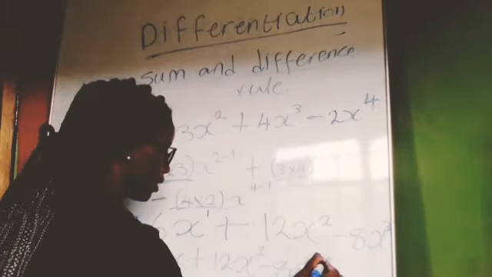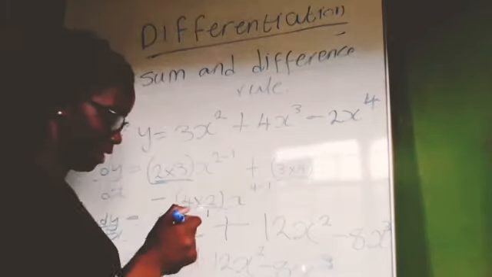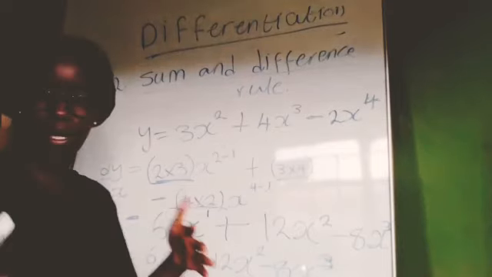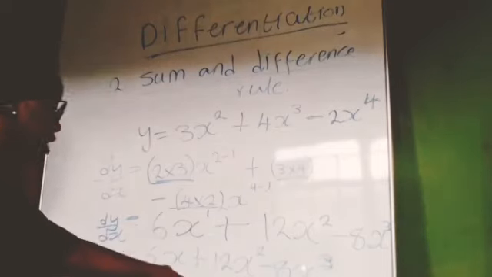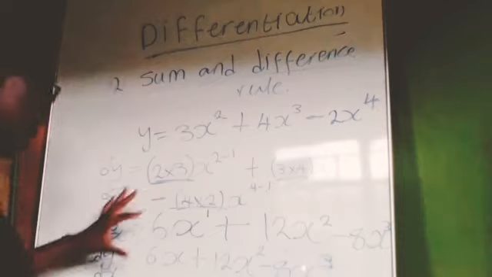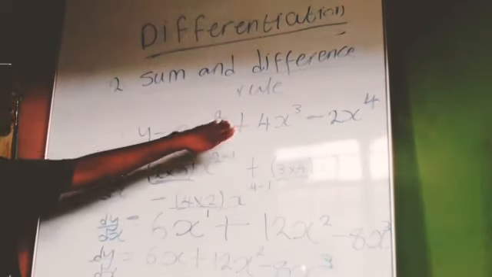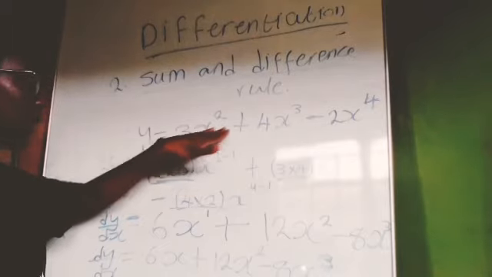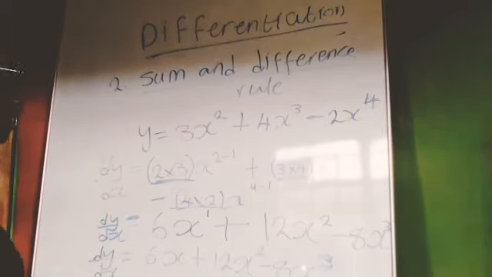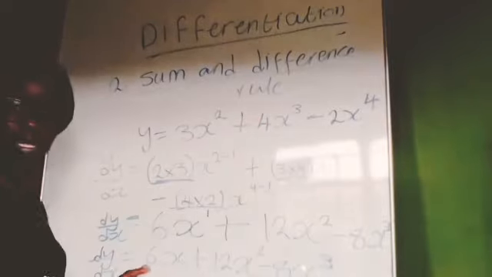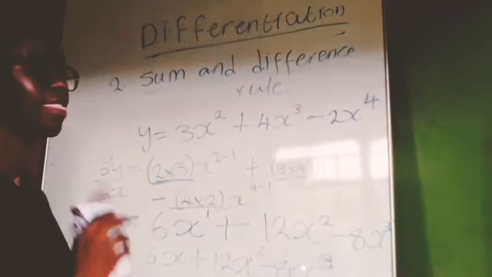I hope, if my handwriting is too terrible, if you can't read my handwriting, I just hope you're getting what I'm saying. Okay, so this is how you differentiate using the sum and difference rule. We're simply multiplying the power times the coefficient, and the power reduces by 1. So even though this looks like a lot of work, we're just simply doing that. That's all we're doing. So that is for the sum and difference.